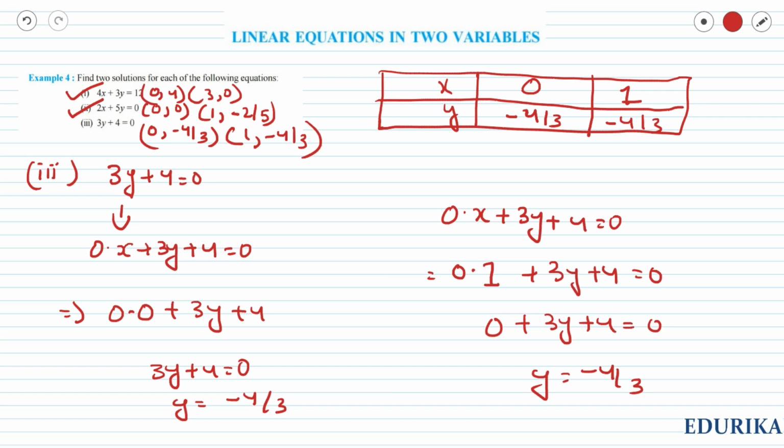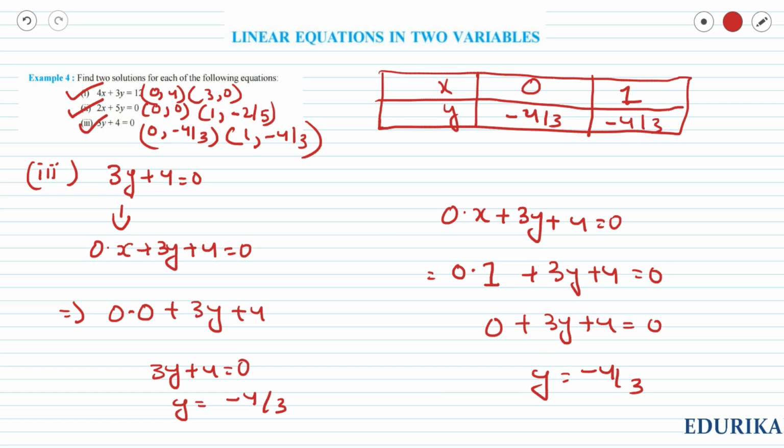So altogether you need to know that in linear equations in two variables, there are infinitely many solutions. You can find as many solutions as you can. Whereas in linear equations in one variable, there is only a unique solution, right? Which means that there are only limited solutions that exist.